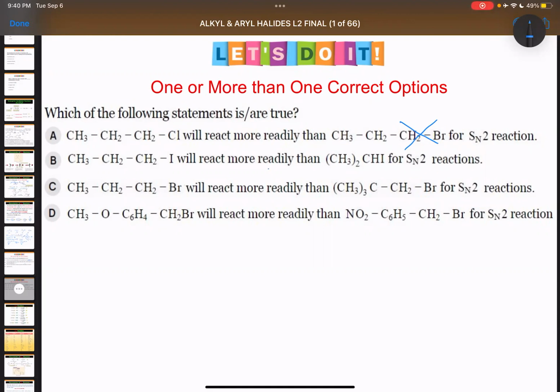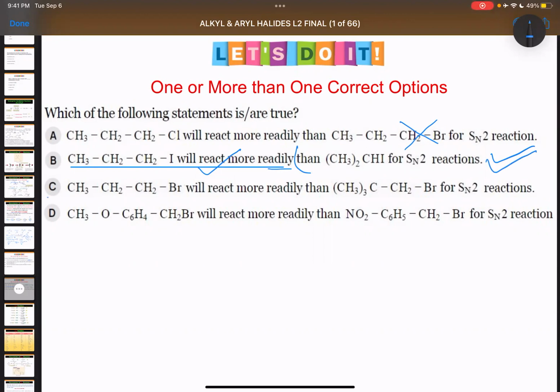And what about the second option, B option? Will react more readily than this, is this true? No, sir. It will be tertiary carbon, right? The second one, primary one, will react more readily than that. Yes, sir. Yeah, it is correct. Okay, good.